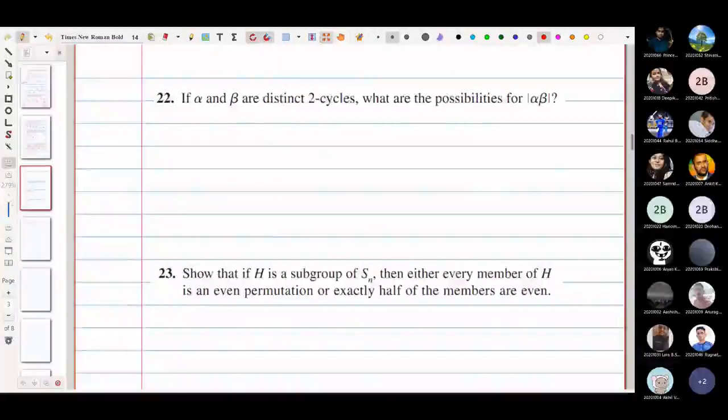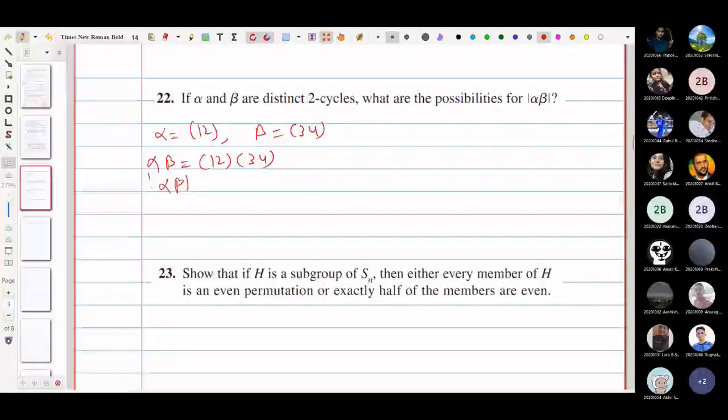Question number 22. It says that if alpha and beta are distinct 2 cycles, what is the possibility for alpha beta? So in case alpha and beta are distinct 2 cycles, for example, you can take alpha as (1 2) and beta as (3 4). So alpha beta is going to be (1 2)(3 4). They wanted to know what is the order of alpha beta. Any guess?